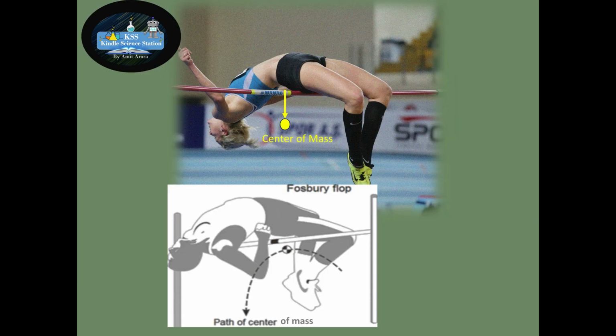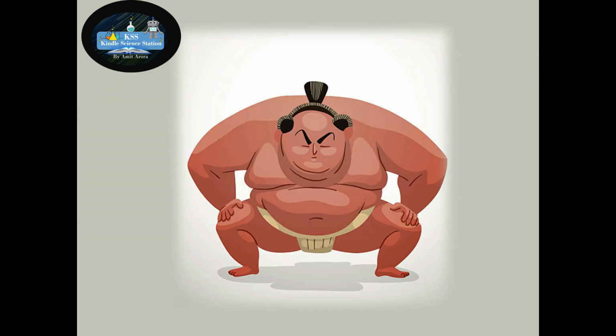High jumpers arc their back so that their center of mass goes below the bar, and because of this, they can clear the bar without having their center of mass go as high as the bar, and so they need less force to do it. Or in other words, with the same force they can clear higher bars. Have you noticed the postures of sumo wrestlers? This posture helps to lower the center of mass so that they are not easily tipped over by their opponents.